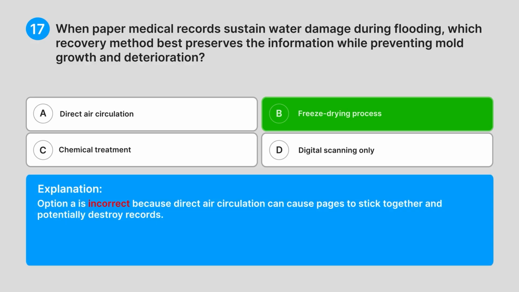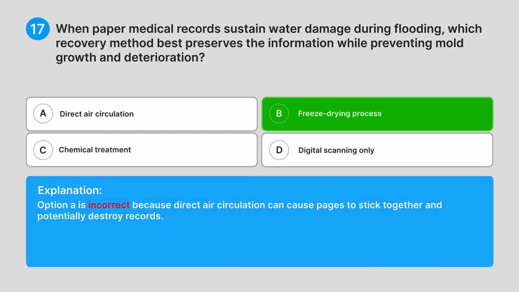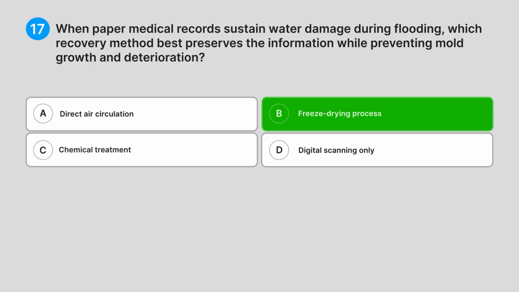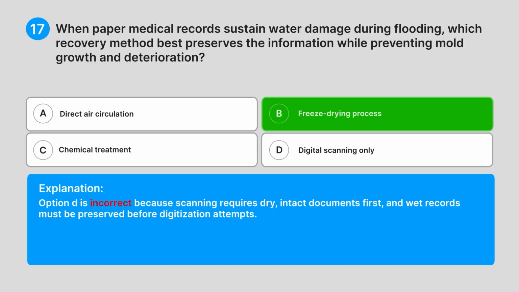Option A is incorrect because direct air circulation can cause pages to stick together and potentially destroy records rather than preserve them. Option C is incorrect because chemical treatments may damage paper and ink, making records illegible rather than preserving the information. Option D is incorrect because scanning requires dry, intact documents first, and wet records must be preserved before digitization attempts.